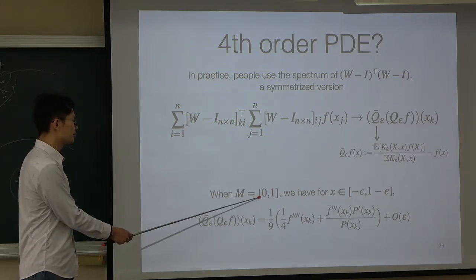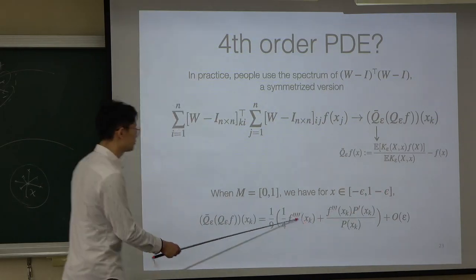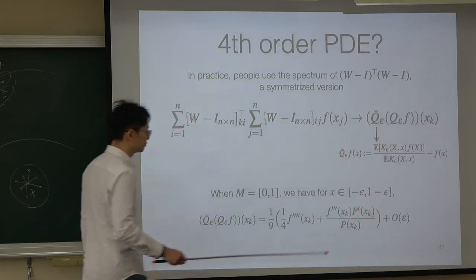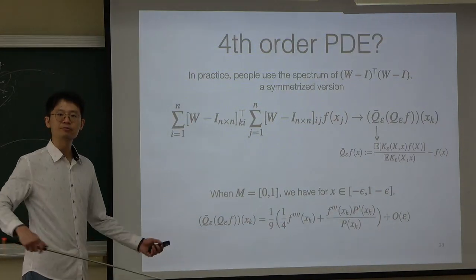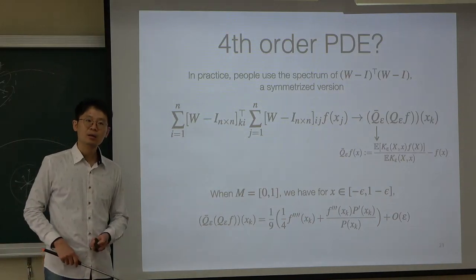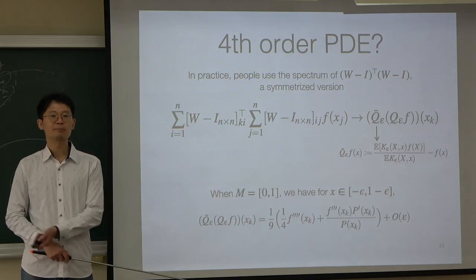But in the one-dimensional case, suppose you do not have a boundary, you forget about the boundary, then you get a fourth-order differential operator corrected by a third-order P prime term. Then you run into a fourth-order differential operator. What is it? And will it give you some benefit?